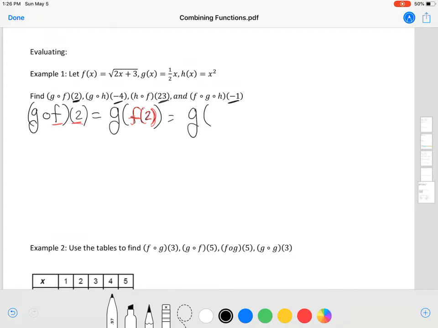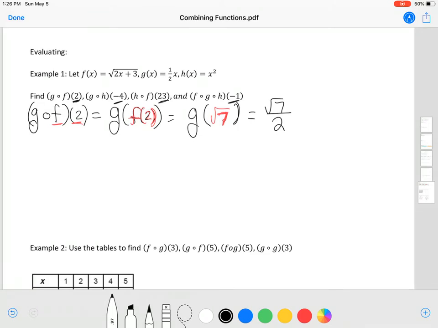So I have to find f of 2. If I plug 2 into my function f, I'm going to get the square root of 7, because 2 times 2 is 4, plus 3 is 7, and I'm left with the square root of 7. So I'm going to replace f of 2 with the square root of 7. Now I'm going to take the square root of 7 and plug it into my g function. My g function is 1/2 times x. So when I plug the square root of 7 into that x, I get the square root of 7 over 2.